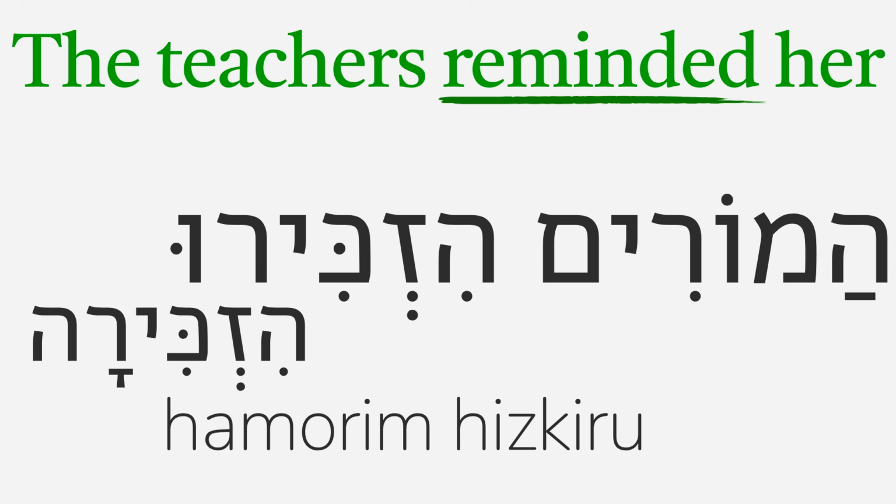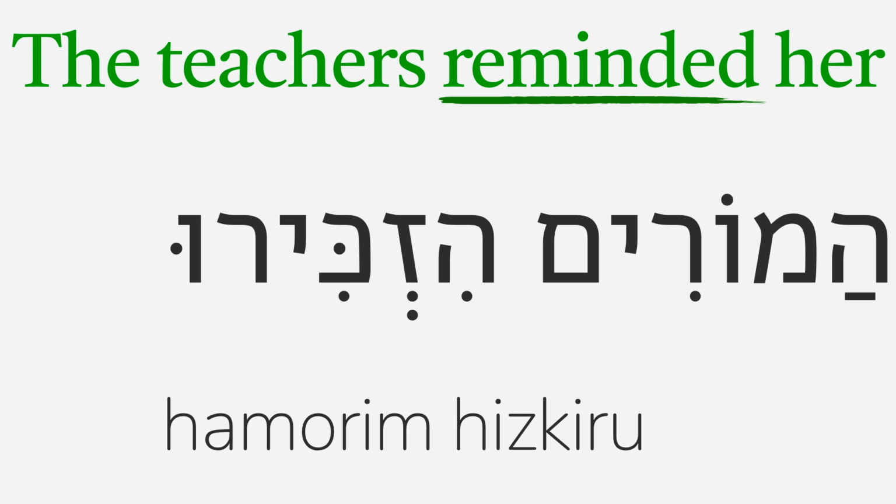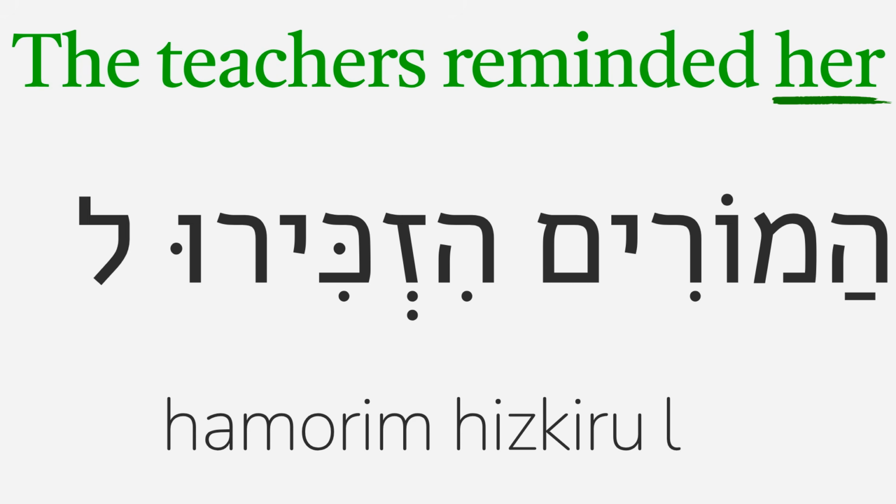The he, she form of a Hiphil past tense also does not need to change any vowels of the hu form. He skira is the verb she reminded. Back to the sentence, the object of the verb he skiru, the person being reminded, will come after the preposition la. This person is her, which will be an a suffix on la. Hamorim hiskiru la. The teachers reminded her.